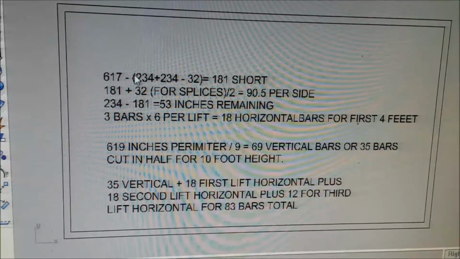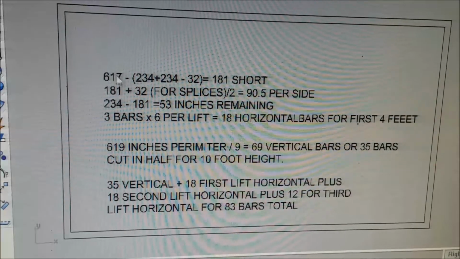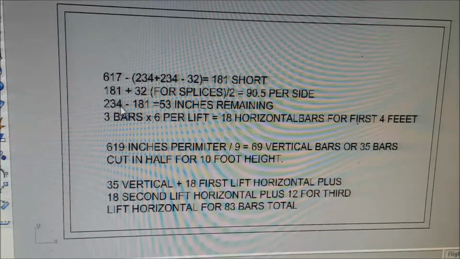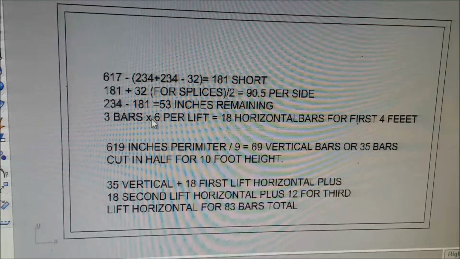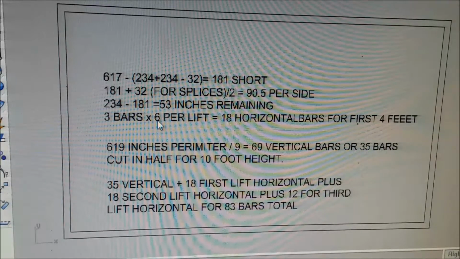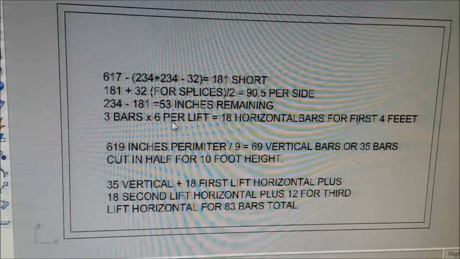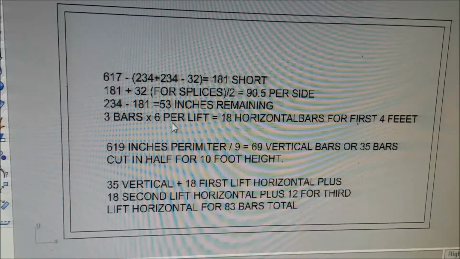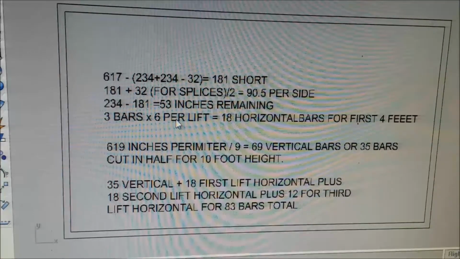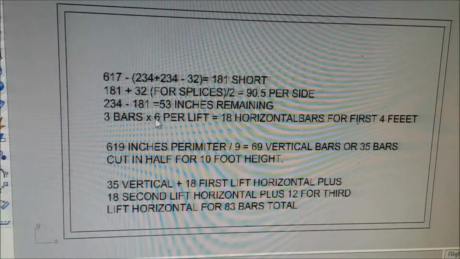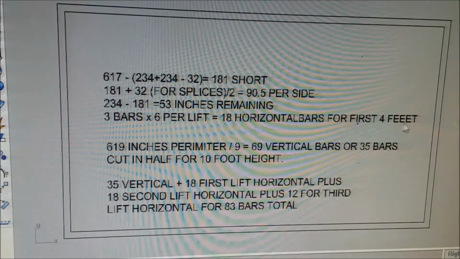So it takes 1, 2, 3 bars. That's 3 bars. 2 we subtracted off whole bars, and then the one that we got a piece from. So it's 3 bars for a lift times 6 bars in the lift. In 4 feet, we use 6 horizontal bars: 2 near the top, 2 near the bottom, 2 scattered in the middle. So 3 times 6 is 18 bars for the first 4-foot lift.